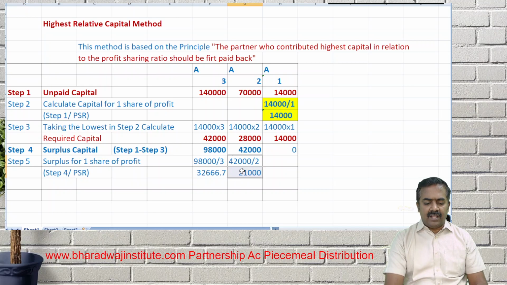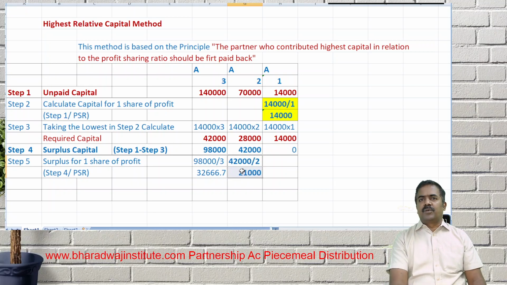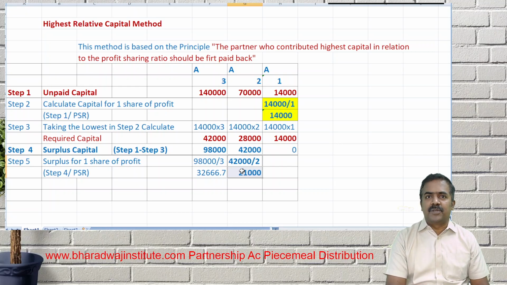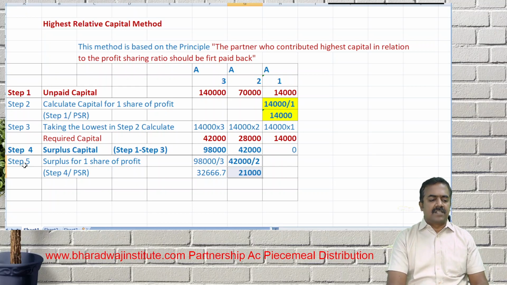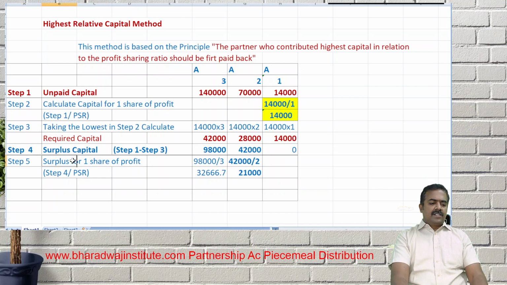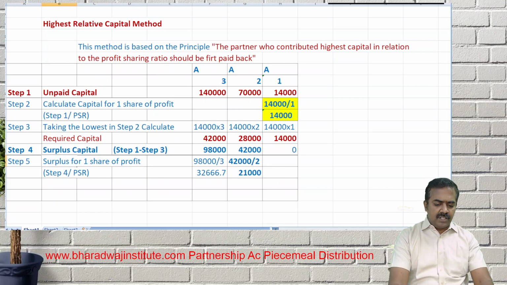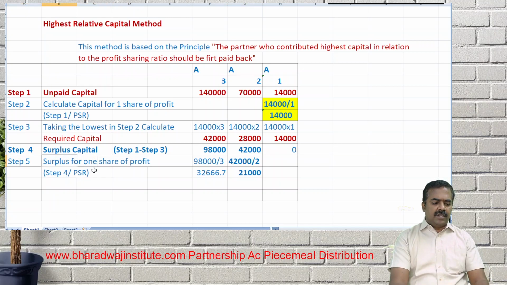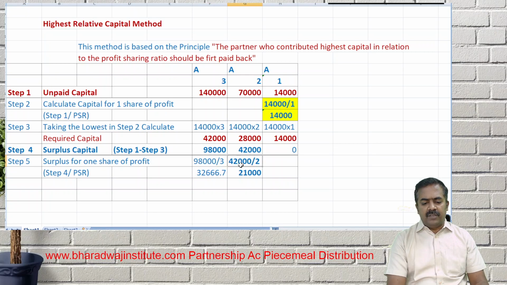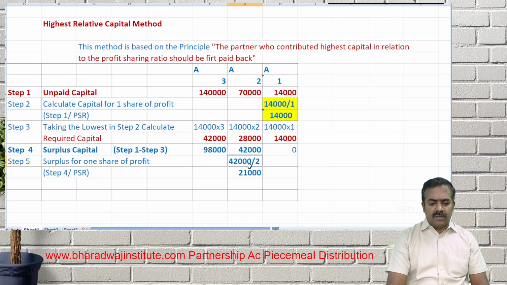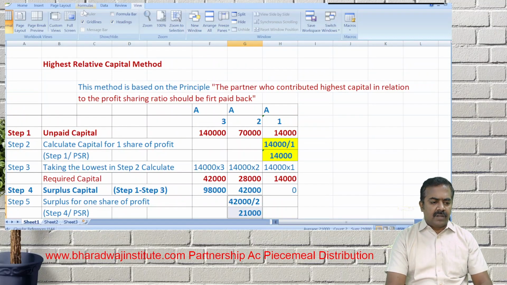Again, taking the lowest, you will work out the surplus capital for others. Step 5: surplus for one share of profit, which is step 4 divided by profit sharing ratio. So 98,000 divided by 3 and 42,000 divided by 2 came. We do not want this, because we are going to take the lowest and proceed.